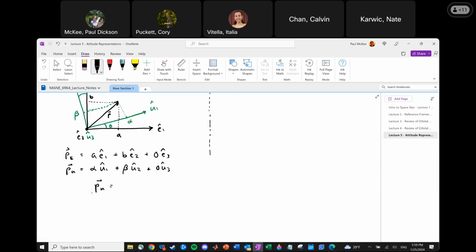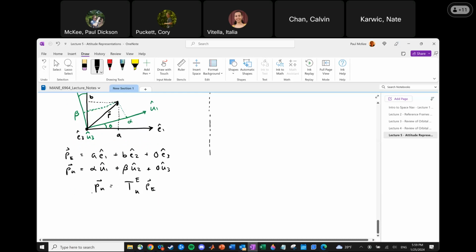PU is the same thing as PE. We know that. We can see there is no such thing as PU or PE. There's only P and the way we choose to express it. And we can map between those expressions using this matrix. This should feel like deja vu because we've already talked about all this.